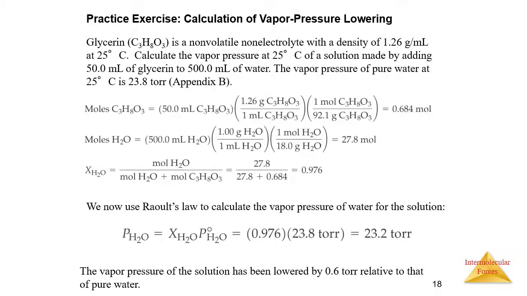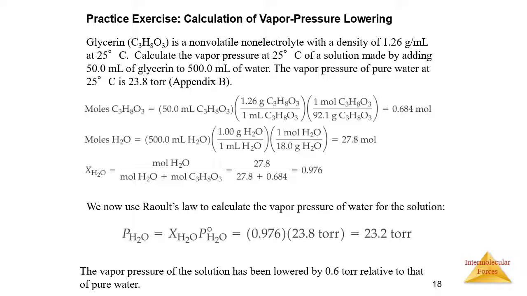Here is an exercise to show you how you can use Raoult's law to calculate the lowering of vapor pressure. So if we read the problem, it says that glycerin is a non-volatile, non-electrolyte with a density of 1.26 grams per milliliter at 25 degrees Celsius. And you want to calculate the vapor pressure at 25 degrees Celsius of a solution that's made by adding 50 mL of glycerin to 500 mL of water. The vapor pressure of pure water at 25 degrees Celsius is 23.8 torr, and we have that from Appendix A.